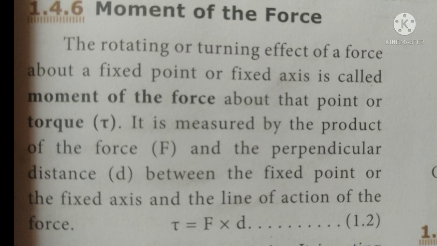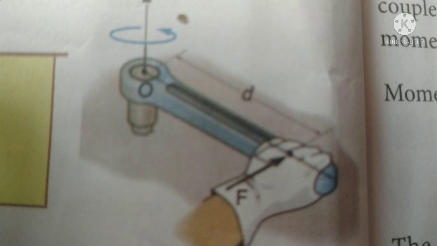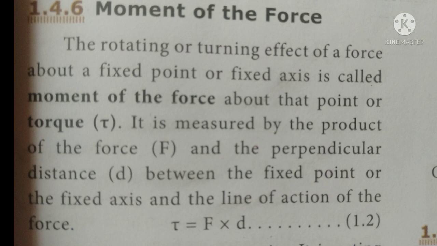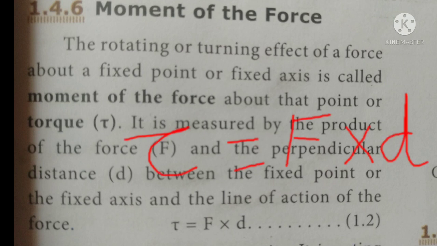So in this handle, if you are applying a force, the distance from the point of application of the force to the fixed axis or fixed point is represented by d. So we can calculate the moment of the force by the product of force and distance. Torque tau is equal to F into d.